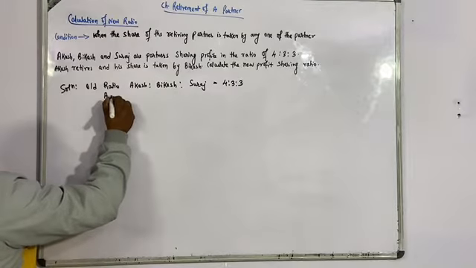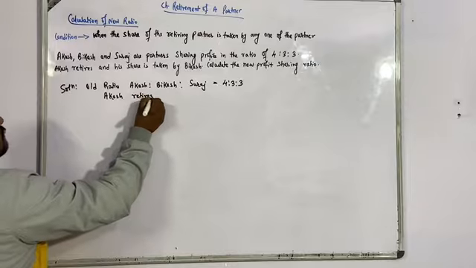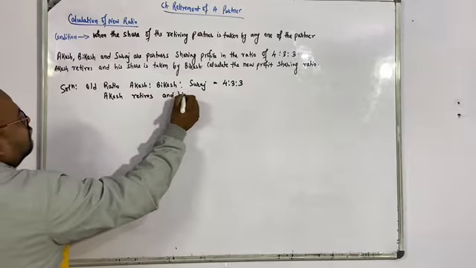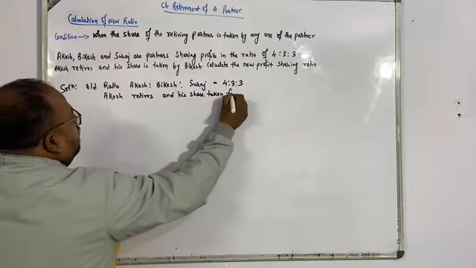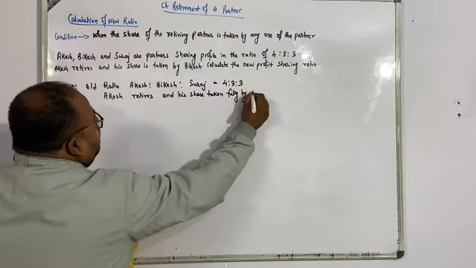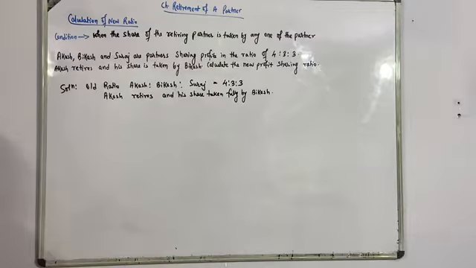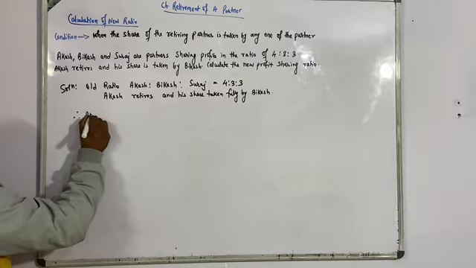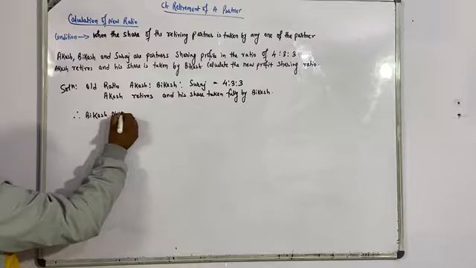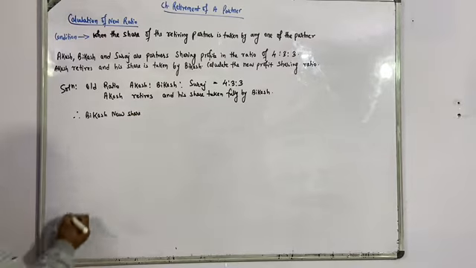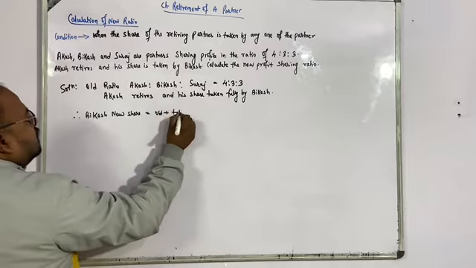Akash retires and his share is taken fully by Vikas. That means Akash's share is taken by Vikas. Therefore, Vikas takes Akash's share. So Vikas's new share will be old plus taken. Old plus taken.